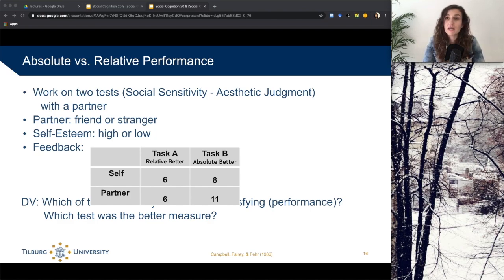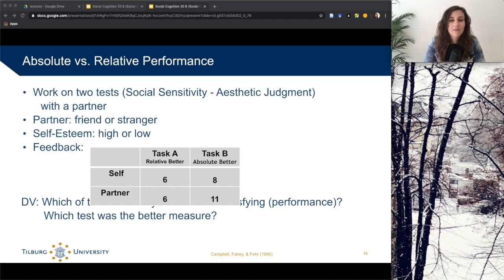This is task B, where the absolute score was higher. So participants themselves scored 8, their partner scored 11. But the absolute score is higher, but relative to the partner, here in task B, they score worse, right? So that's how we can tell apart these two conditions. So in task A, the relative performance is better. In task B, the absolute performance is better.